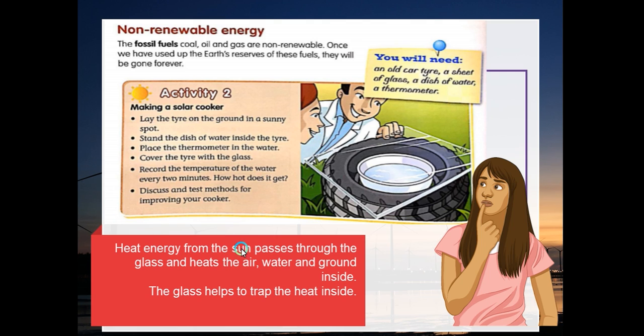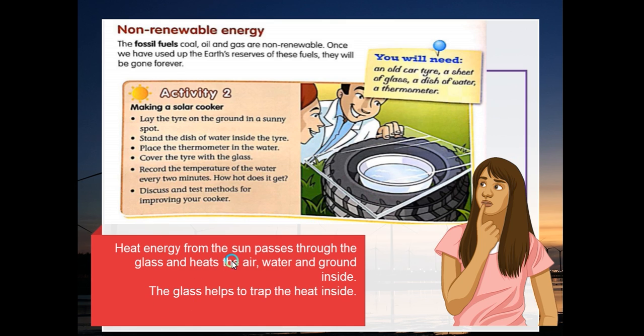So here is an activity that you can practice at home. Trust me, it's going to be fun. Like making a solar cooker, like trapping heat from the sun. Okay, it's just an activity. So this is what you're going to need: an old tire, a sheet of glass, a dish of water, and a thermometer. It's just to check the temperature after it has been trapped inside the water.